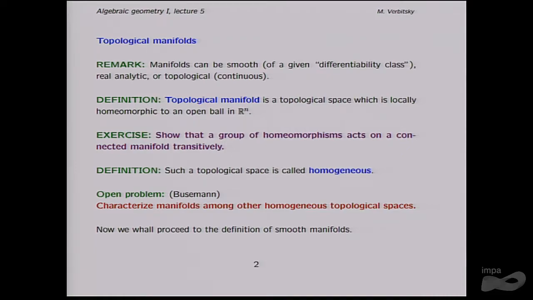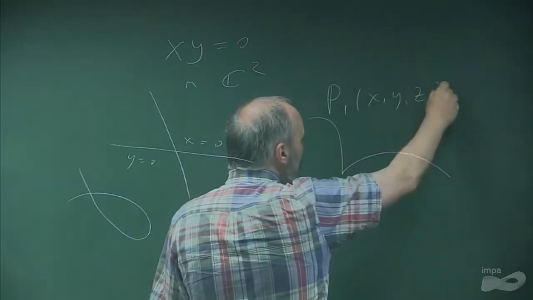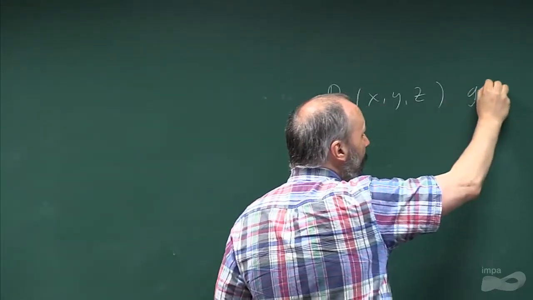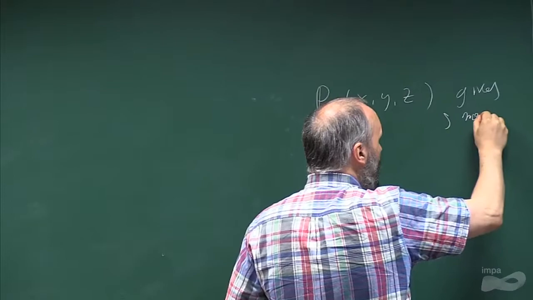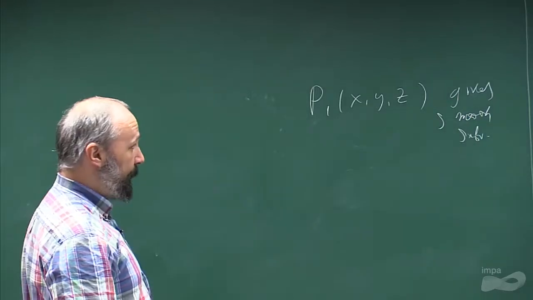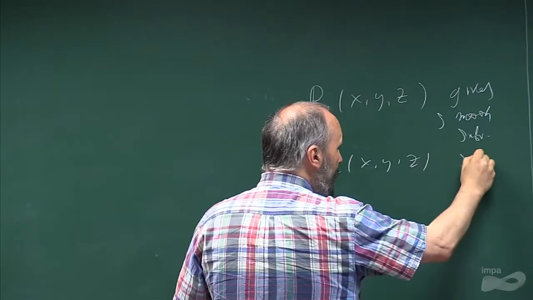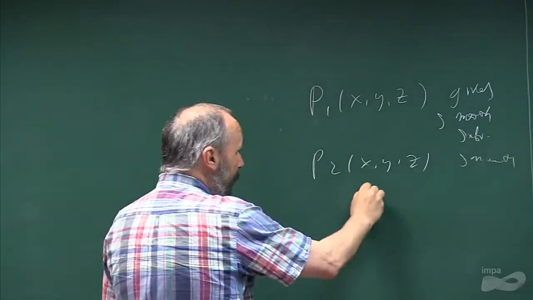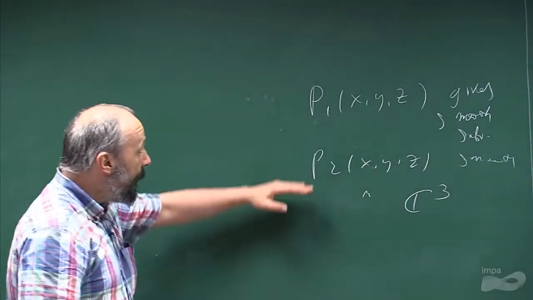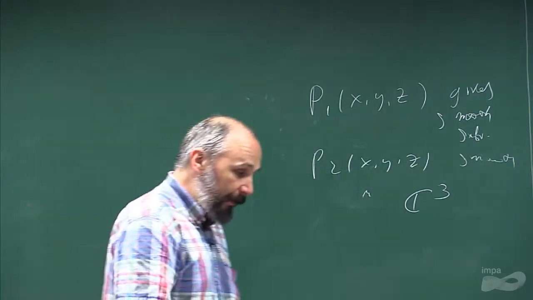For bigger dimension, you can have something like, consider two equations, like P1 of x, y, z, gives a smooth variety. We shall consider examples today. And then you have P2 of x, y, z, which is also smooth, in C3. This is complex dimension 2, smooth, so it's real dimension 4.